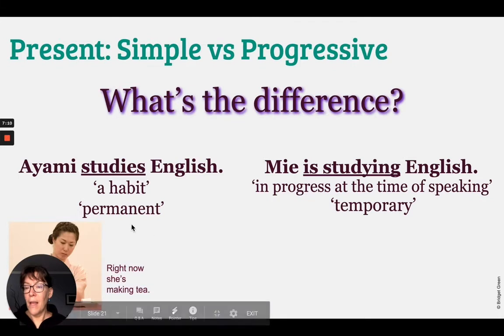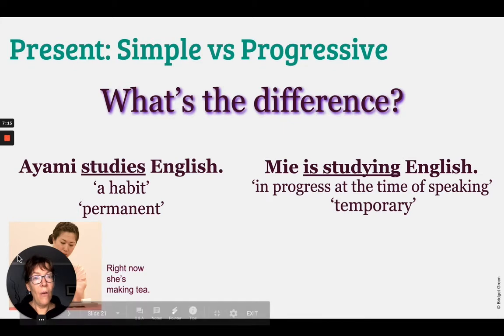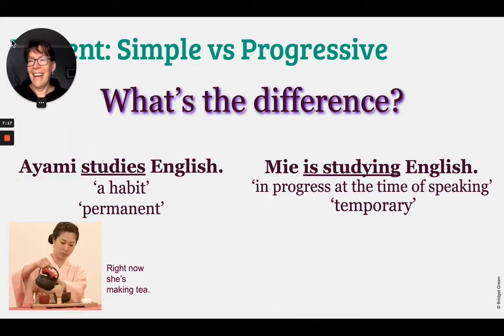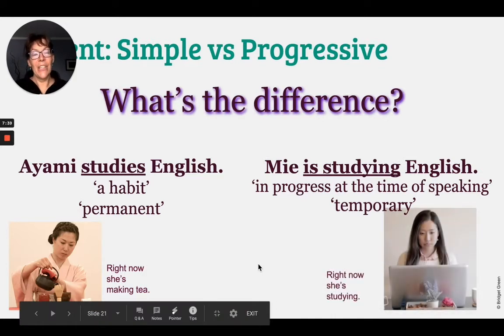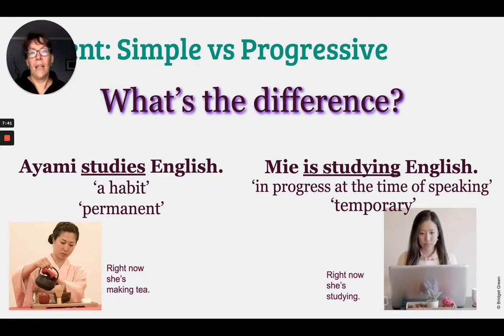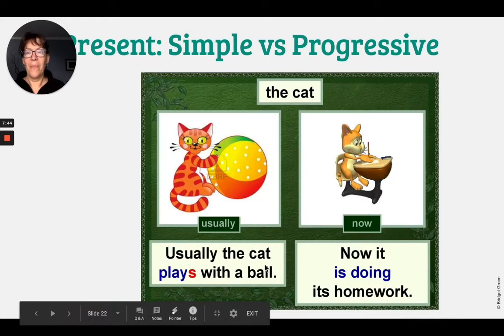Okay, so here is Ayami, and we say Ayami studies English. Is she studying now? You can't see because my head's in the way. Is she studying now? No, she is not studying now. Right now she's making tea. But we know that she studies English as a habit or a routine. Okay, and here, Mie is studying English. Right now, she is studying English. So that's the difference.